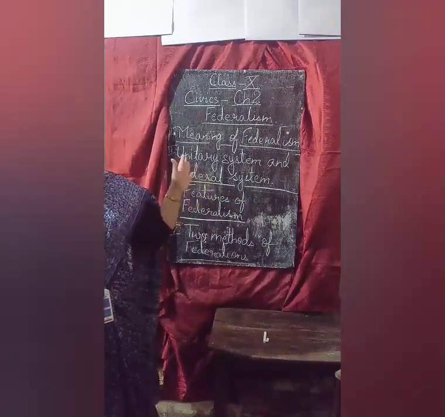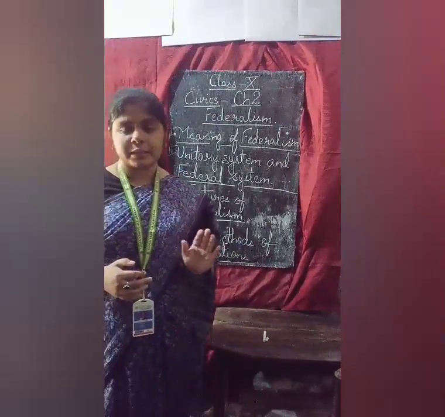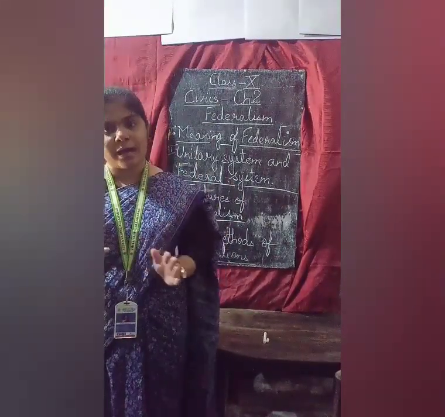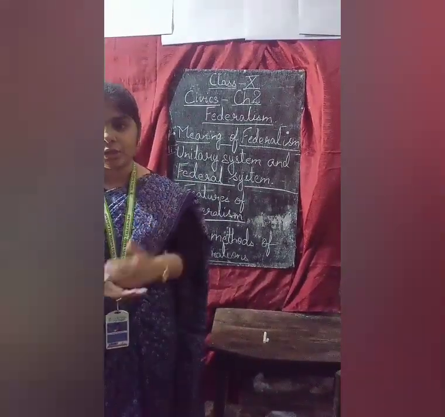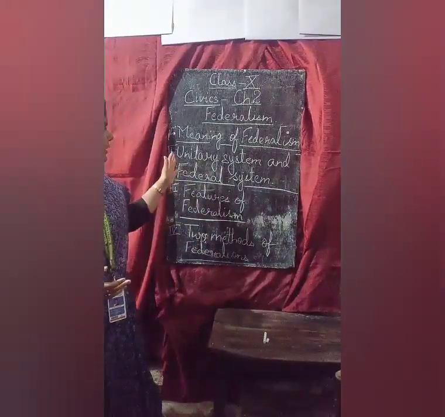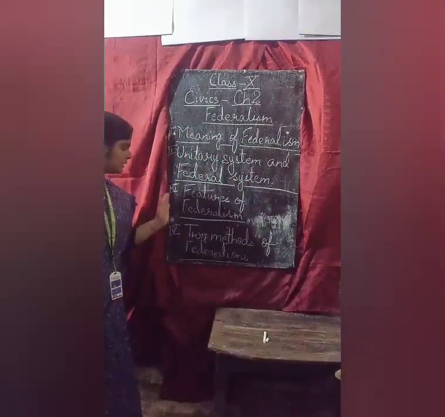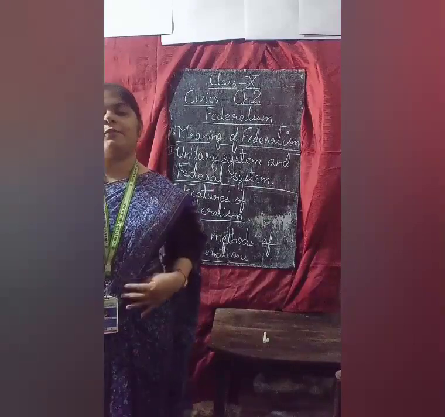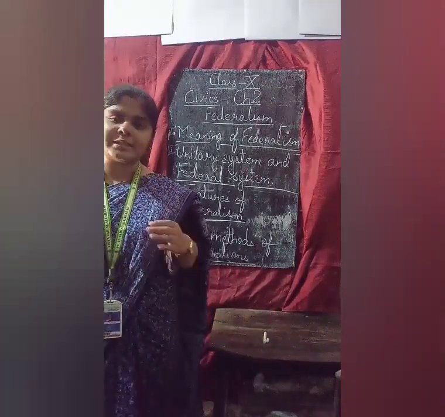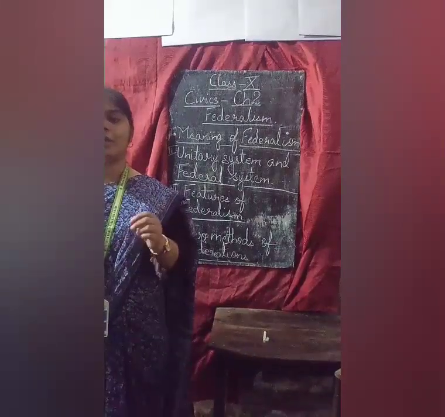Fine. So the unitary system is very much contrasted to the federal system, where the states also have the equal powers and these powers are mostly given by the constitution. Fine. So this was about the unitary system and federal system. Now the next topic is features of federalism. So there are various features which you need to understand. When you will understand these features, then you will be able to understand what does the federalism actually mean.